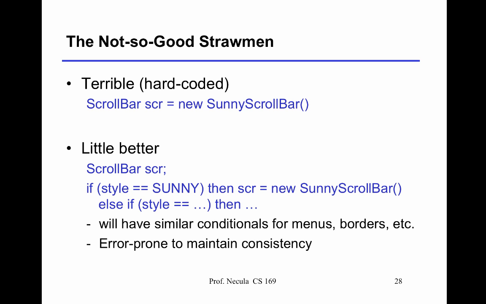And then if you have 5 themes, that's a problem. The problem is even bigger than it seems here. The problem is bigger because you may have multiple places in your code where you create a scroll bar. So you have to remember to put this everywhere.